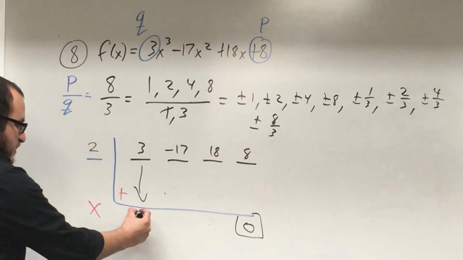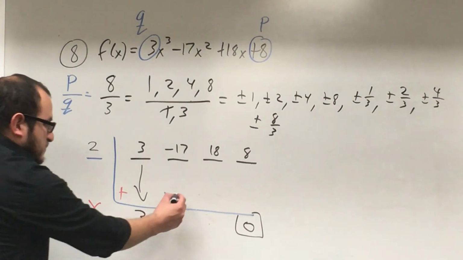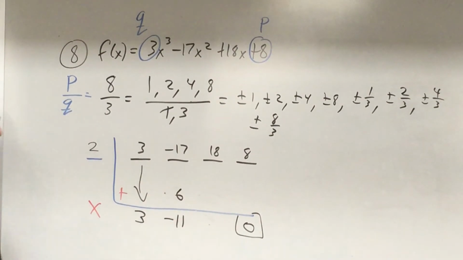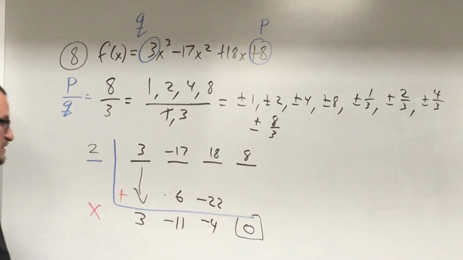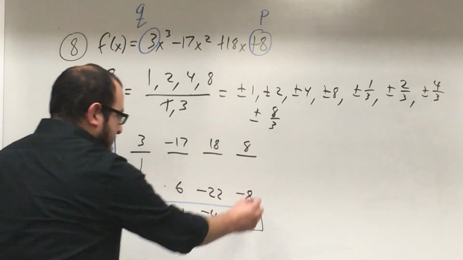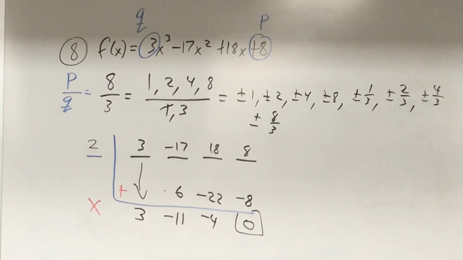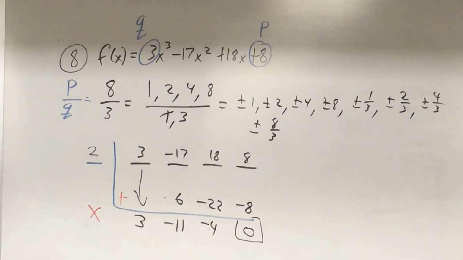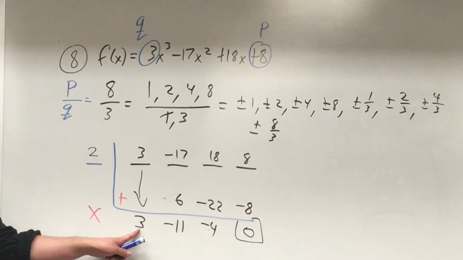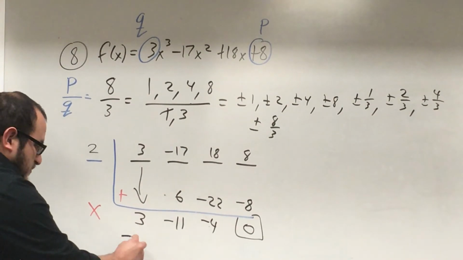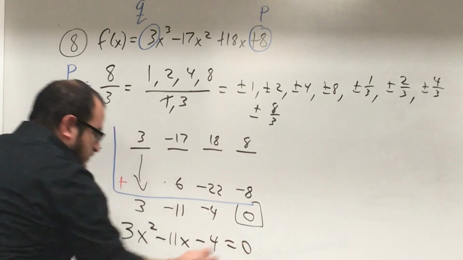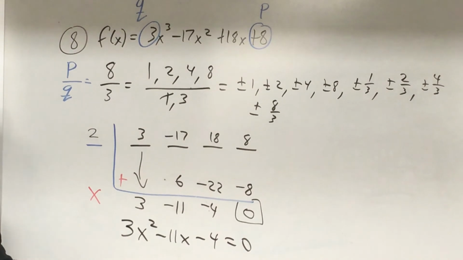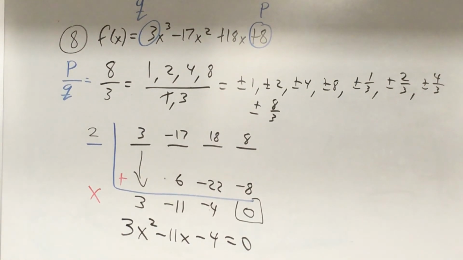Okay. If we try 2, 3 times 2 is 6. This will give me negative 11. 2 times negative 11 is negative 22. This will give me negative 4. And 2 times negative 4 is negative 8. Okay, so I got it on my 3rd try. Again, these numbers actually mean something. So you get 3x squared minus 11x minus 4 gives me 0. Okay. All right. So I'll leave it there. I'll go ahead and finish this one in class tomorrow.